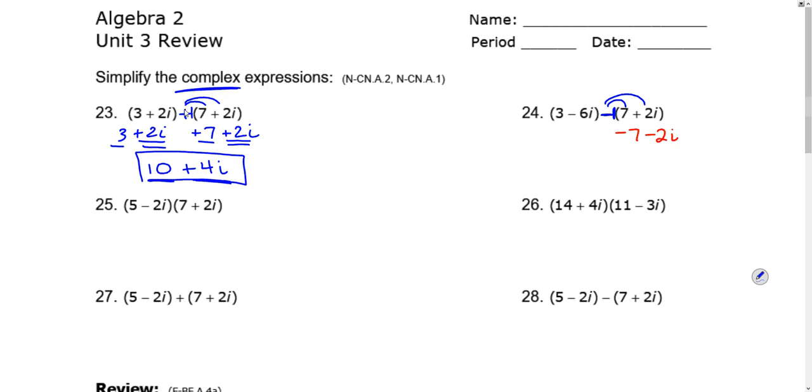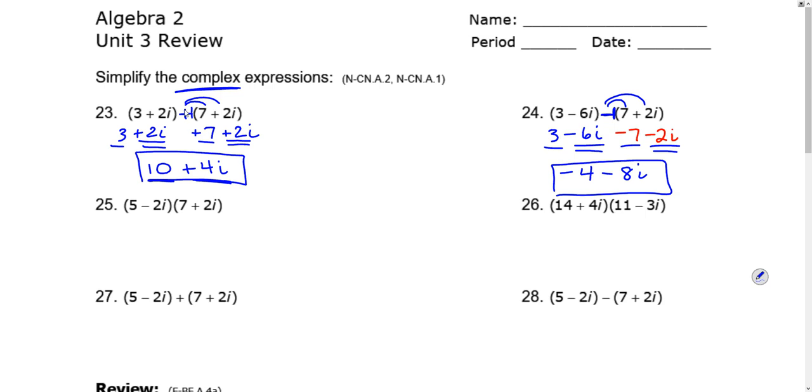And the front one actually doesn't change because there's no negative before that parenthesis, so we just take it out. And then we combine the real part with the real part, so 3 take away 7, that's negative 4. And then the imaginary part with the imaginary part. Negative 6 and negative 2 makes negative 8, and then we just throw the i back on it. So that's our answer.